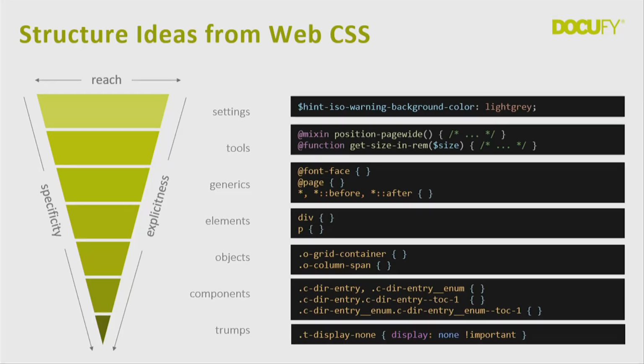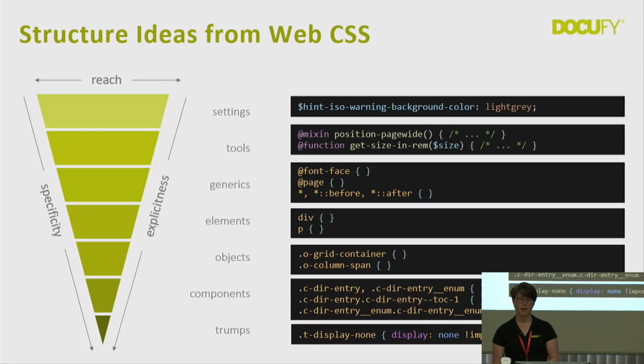And the nice thing is that components and objects include the naming methodology BEM. So when you look at it, for example, you take the directory entry, it consists of the elements enumeration, label, leader, and page number, and it might have a modifier, for example, table of content level 1. So this is nice because it keeps the specificity very low, even though you have a lot of styling.